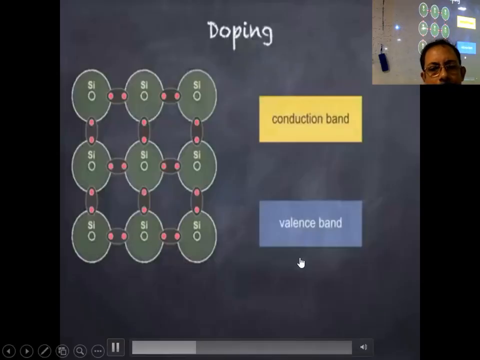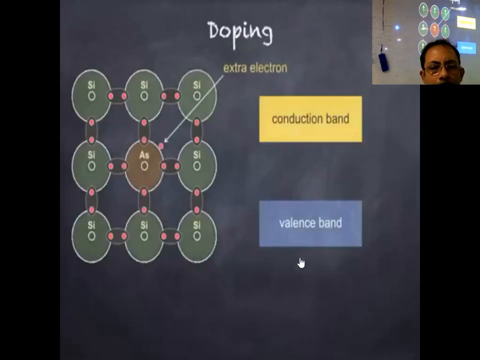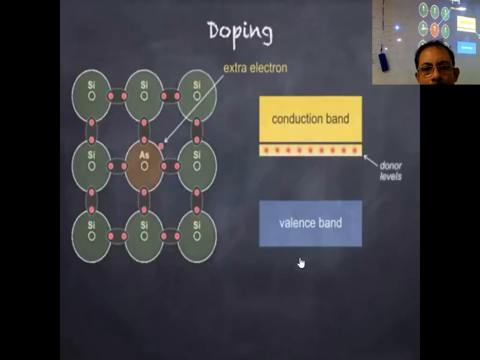In the manufacture of the semiconductor, we can reduce its resistance. This is done in one of two ways. By doping with a group 5 impurity atom, such as arsenic as shown here, we end up with an extra electron. The energy level of this fifth electron is within the band gap, just below the conduction band. The energy levels associated with the extra electrons are known as donor levels. Even at room temperature, most of these electrons will gain enough energy to jump into the conduction band, thus reducing the resistance of the semiconductor.